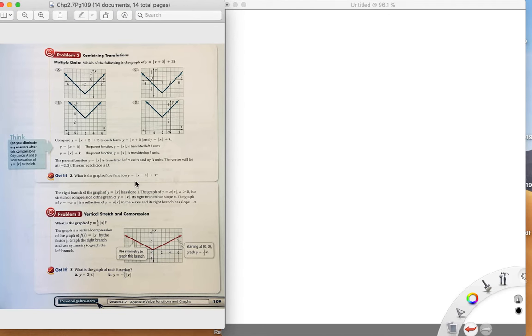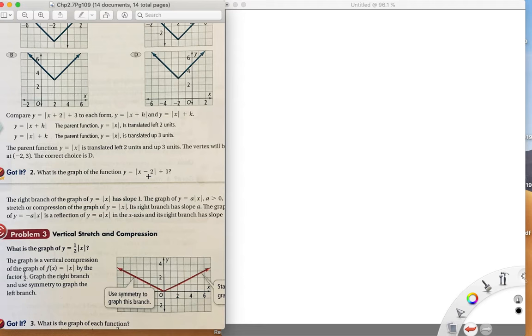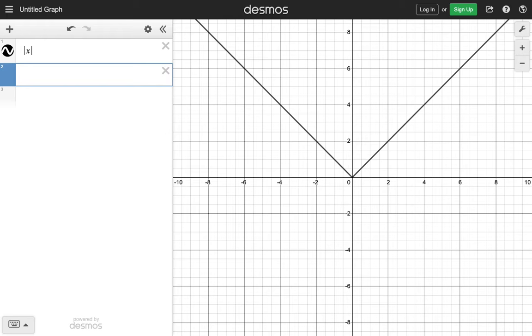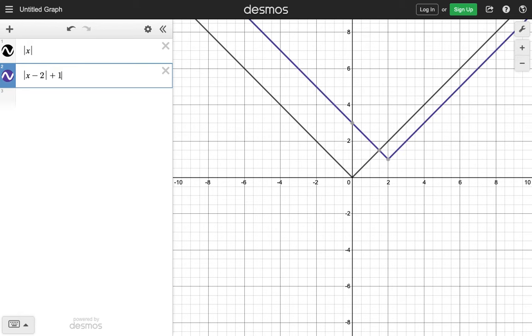Here we have a situation where they want to know what this graph would look like. Since it's x minus 2 and it's inside the absolute value symbol, we're going to move it 2 spots to the right. And since there's a plus 1 on the outside, it's going to go up 1. So it went 2 spots to the right on the x-axis, and it went 1 spot up on the y-axis.